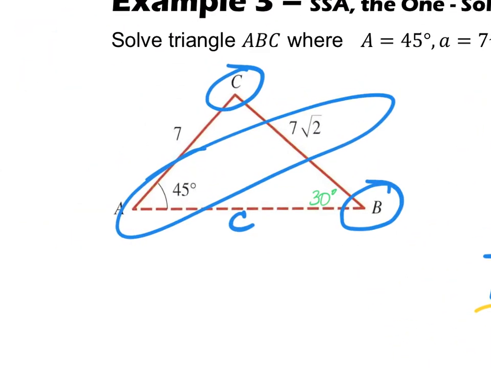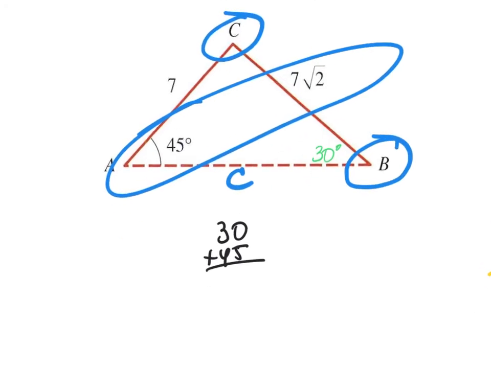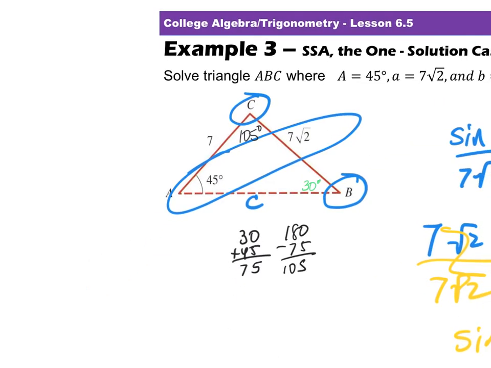So I'm glad we didn't assume that this was a 90-degree triangle, because if I add up these two measurements, I have 30 plus 45, well, what does that give me? 75. So if I take 180 minus 75, I know that angle C happens to be 105 degrees. So angle C is 105 degrees. So now we've solved for these two angles. We have angle B, we have angle C.